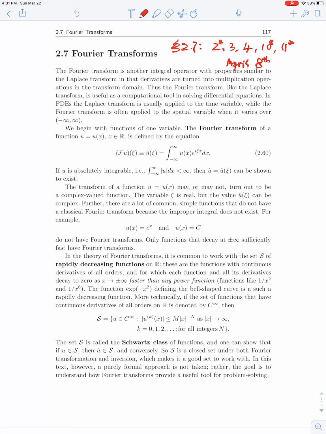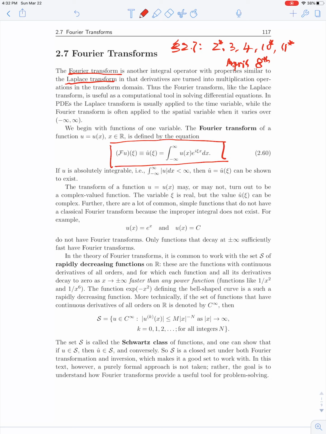So what is a Fourier transform? The Fourier transform is similar to the Laplace transform. It is another integral operator that we use to solve a partial differential equation. The definition of the Fourier transform is given by this.